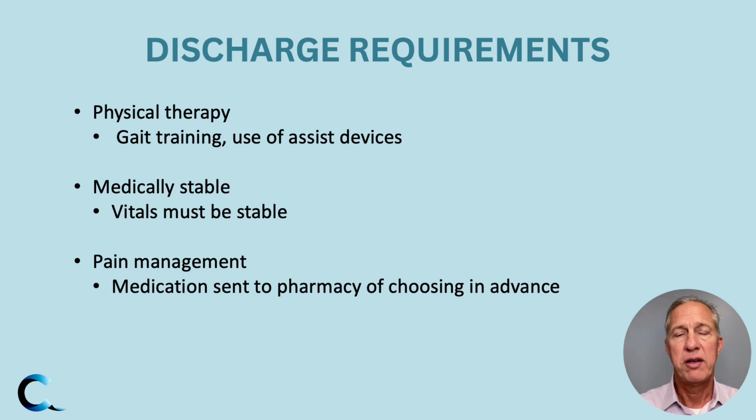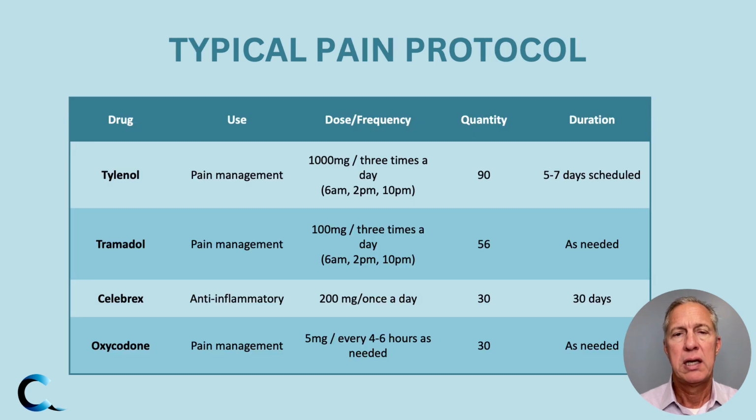Discharge requirements after hip and knee replacement include clearance from physical therapy to make sure that you understand gait training and the use of assistive devices. You have to be medically stable with stable vital signs. From a pain management perspective, medications will be sent to the pharmacy either prior to the procedure or at least just prior to discharge. This is our typical pain protocol for after surgery.